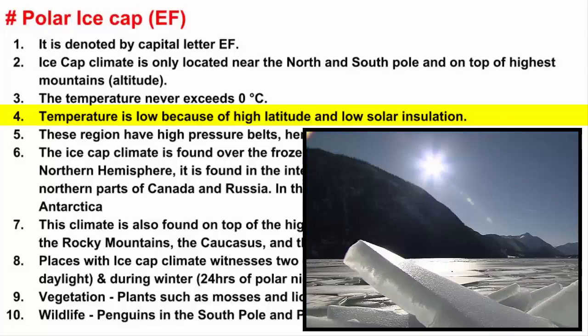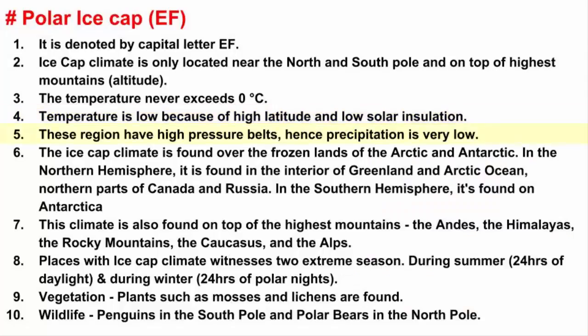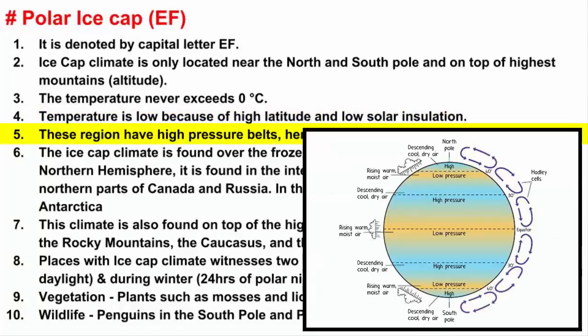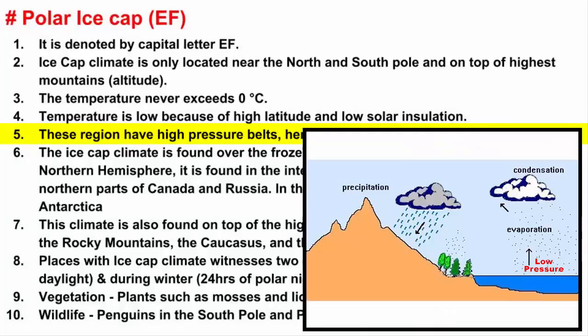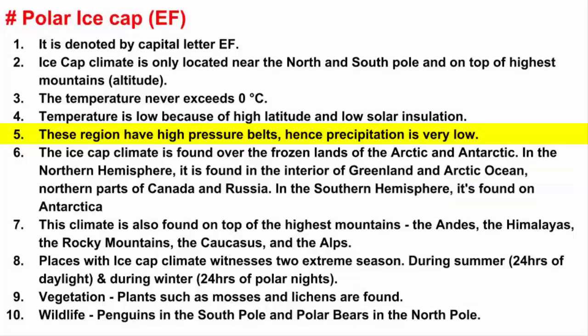The sun rays that do reach the surface are efficiently reflected away by the white permanent cover of snow and ice. Since this region is very cold and cool temperature is associated with high pressure, that makes it impossible for water to evaporate and then condensation to take place, and this reduces the chance of precipitation.